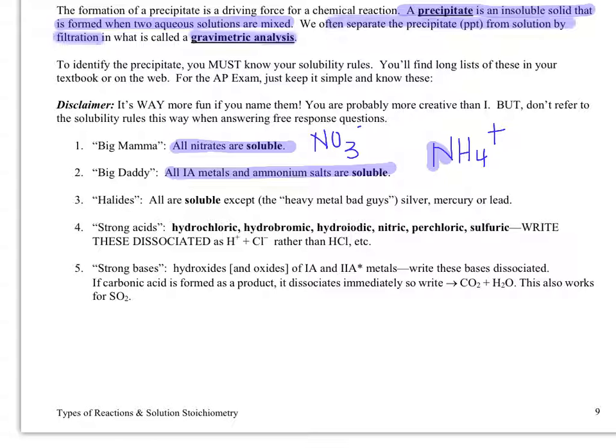So ammonium plus any non-metal, chlorine: ammonium chloride is a soluble salt. Sodium, a group 1 metal, with chloride is a soluble salt. Rule number 3.